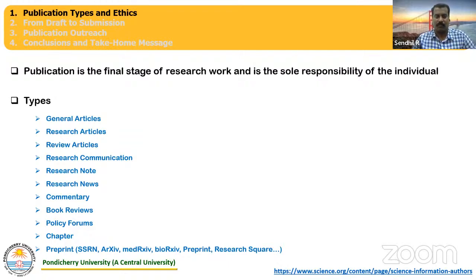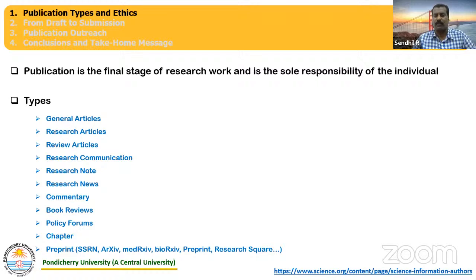And another form of publication is the book chapter. Here I will not be focusing much on the different types. I will be focusing only on two: one is the research article and another one is the preprint. Because these days, preprints are given a lot of weightage, particularly after the incidence of COVID. Preprints have become important among researchers.